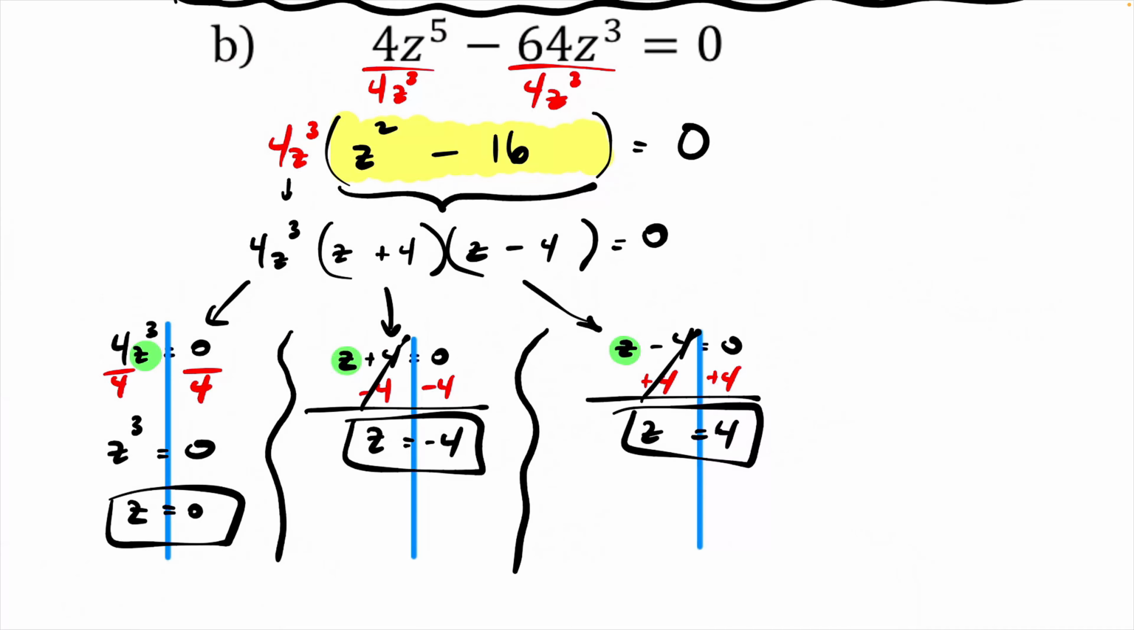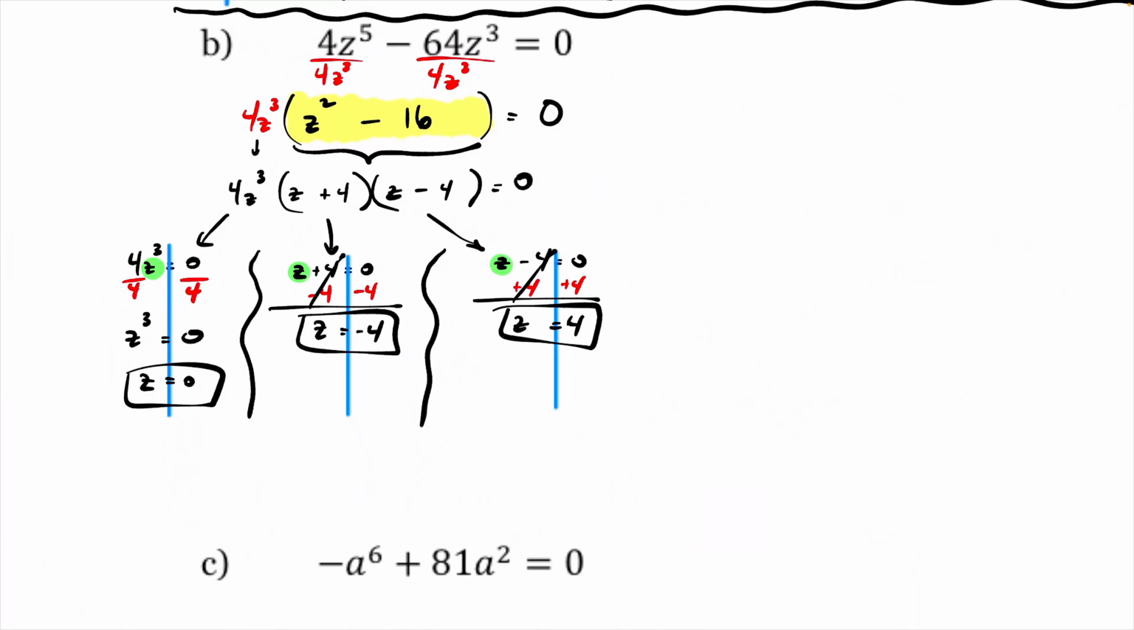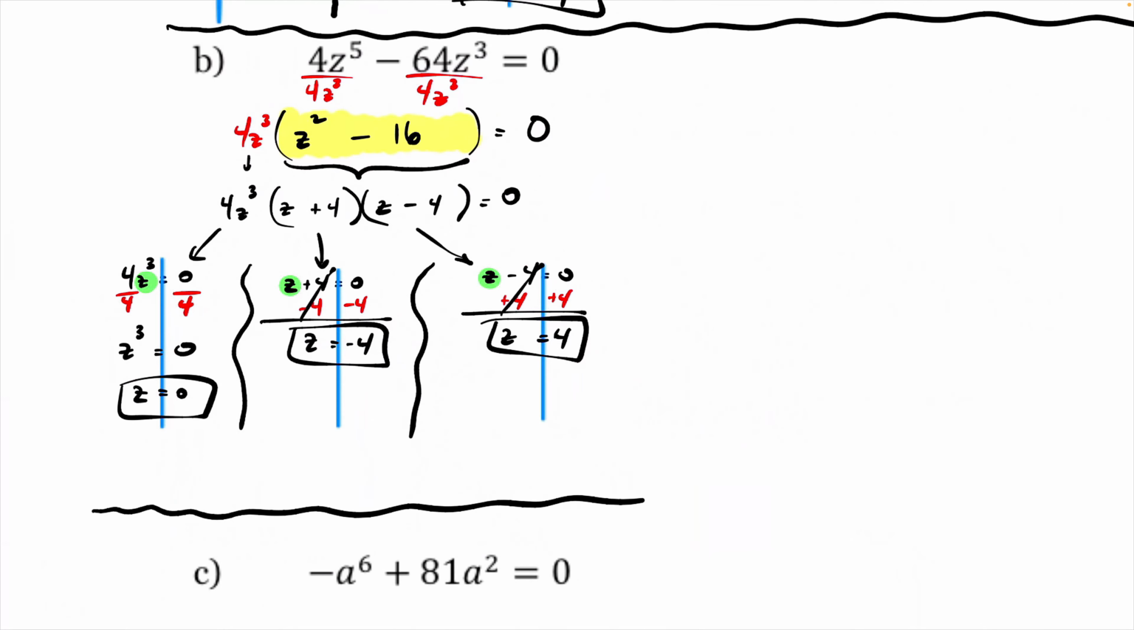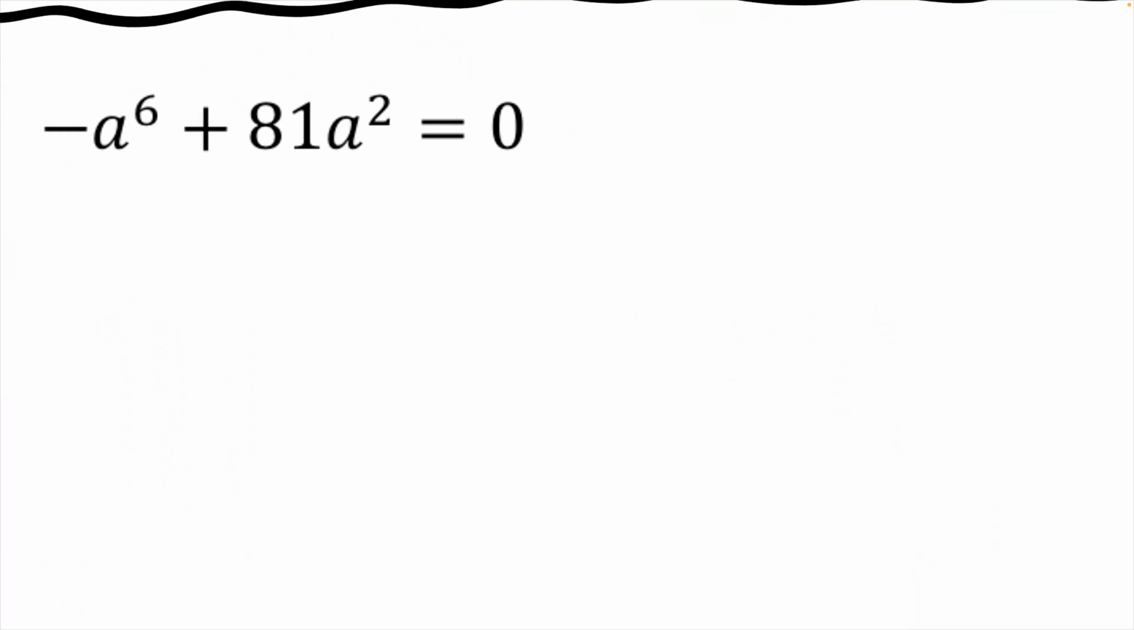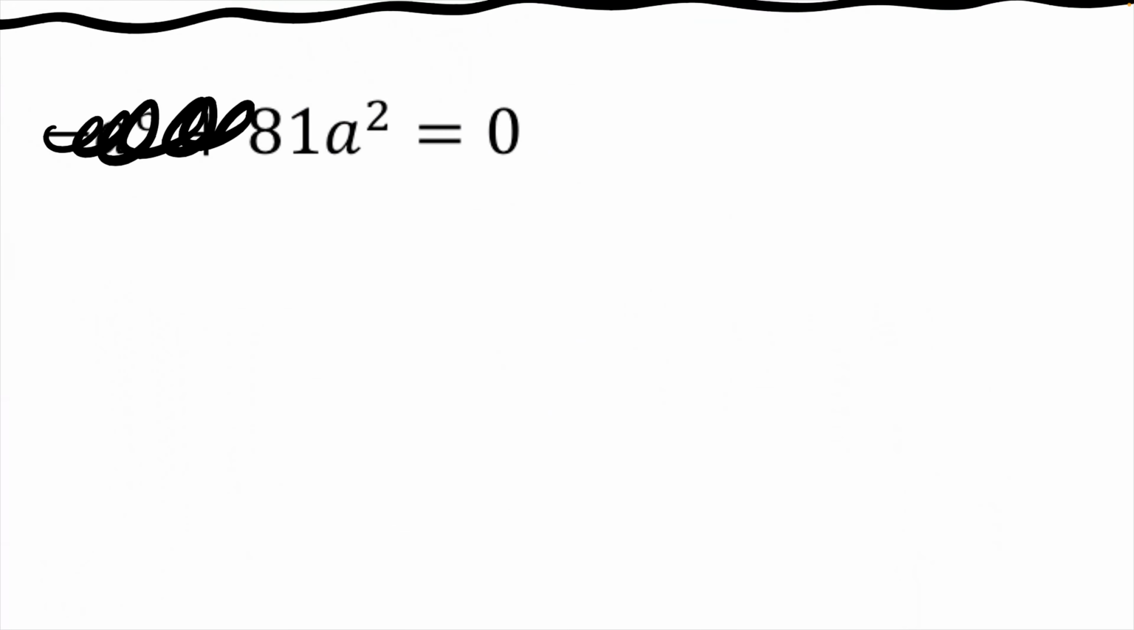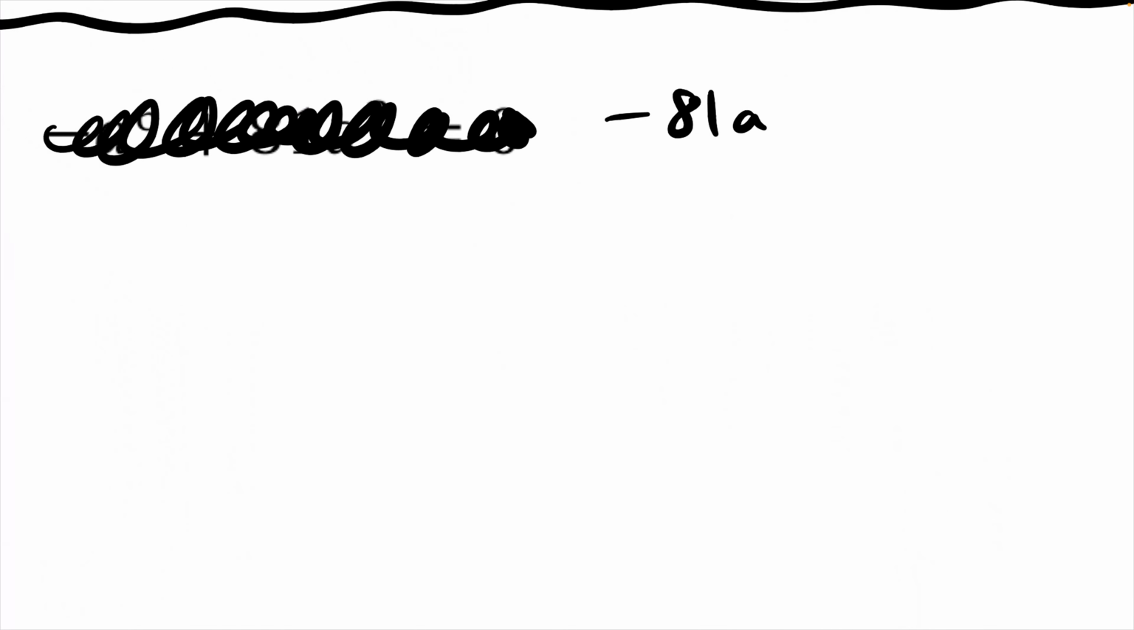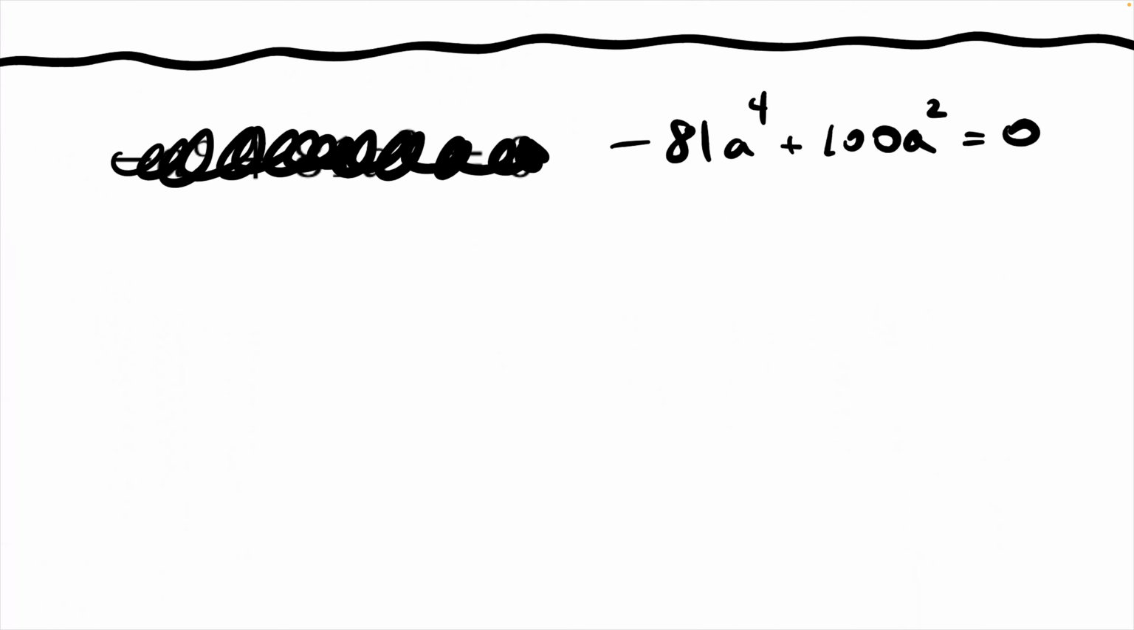Okay. The last problem, I want you to change a little bit because, yes, C, I'm not quite ready for that problem yet. We'll do that problem later in the chapter. So C, I want you to change it to negative 81 a to the 4th plus 100 a squared equals 0. Yeah, change it to that.